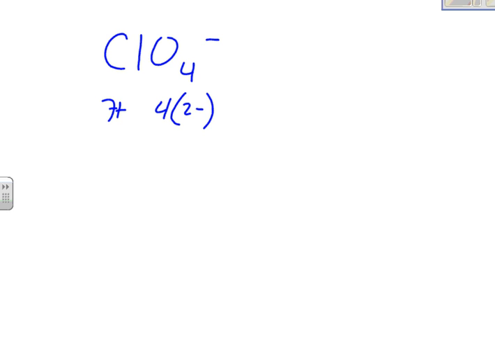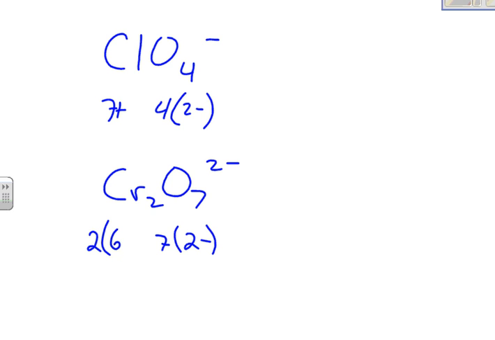Another one we can look at would be dichromate, Cr2O7 with a 2-. Again, if we assume the oxygen's a 2-, and in this case we have 7 of those, so that would be a total of 14 minuses. We want the overall ion to have a 2- charge, so that means that total for the chromium, we want to have 12 pluses. So that would be 2 times 6 plus for the chromium. So the chromiums in this compound are a 6 plus oxidation state.